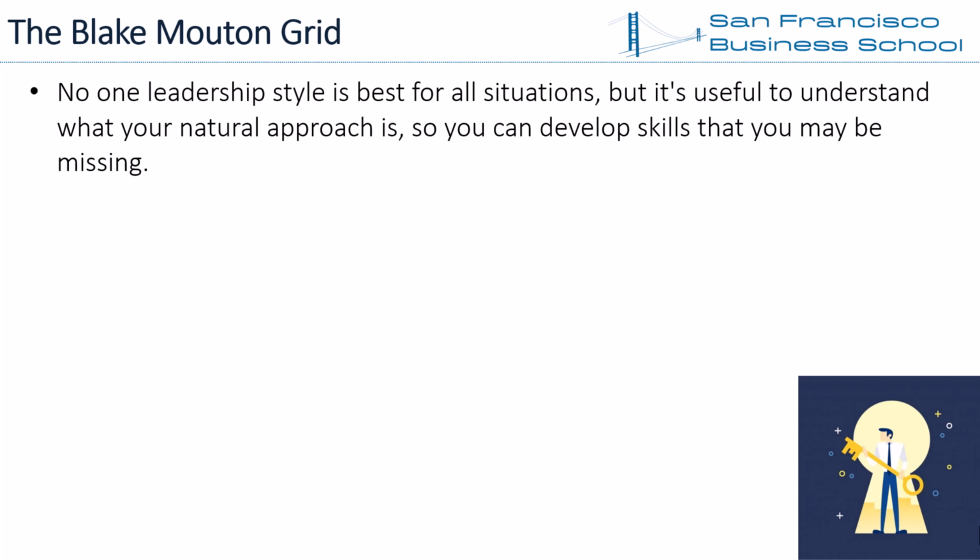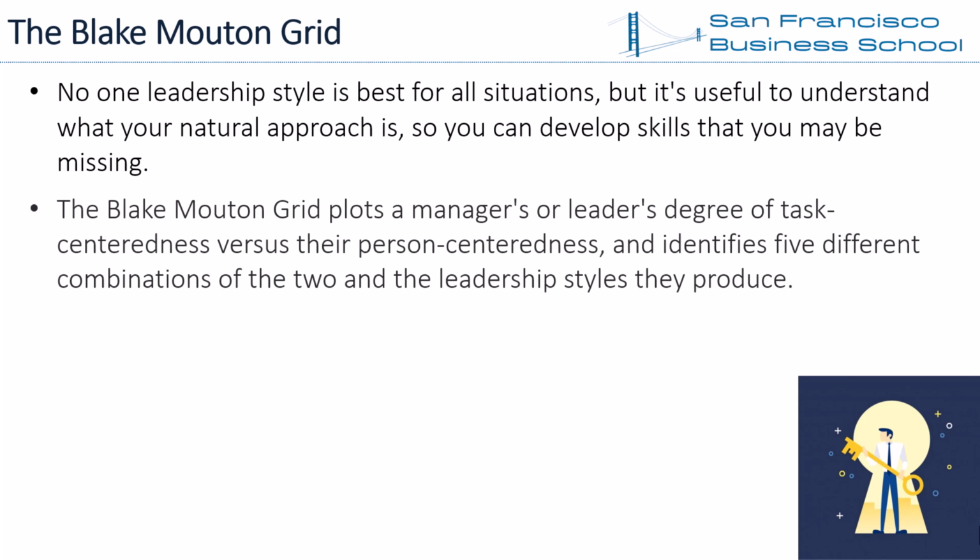In this lecture, we look at the Blake Mouton Grid, a popular framework for thinking about a leader's task versus person orientation. What is the Blake Mouton Grid? The Blake Mouton Grid plots a manager's or leader's degree of task-centeredness versus their person-centeredness, and identifies 5 different combinations of the two and the leadership styles they produce.